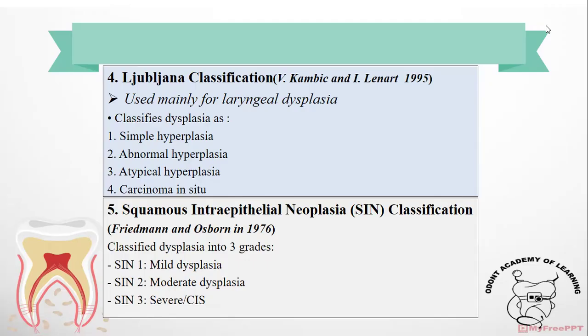Next was the squamous intraepithelial neoplasia classification, or SIN classification, which was given by Friedman and Osborne in 1976. This classification is not very commonly used nowadays, but it is for historical purposes, and it is very commonly asked in the exams. It classifies the dysplasia into SIN 1, meaning mild dysplasia, SIN 2, meaning moderate dysplasia, and SIN 3, meaning severe dysplasia or carcinoma in situ.